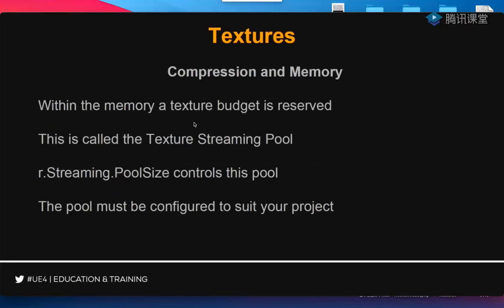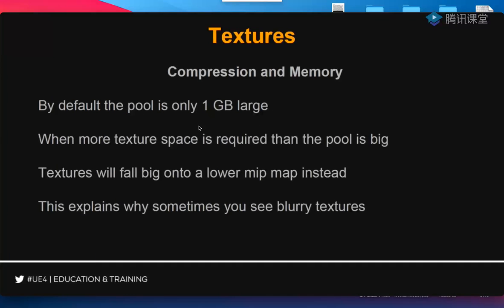Streaming pool is the way we handle the texture size, because the memory we can allocate to texture is limited. Usually it's 1 gigabyte, and the maximum is 3 gigabytes. We can allocate 3 gigabytes of graphic memory for the textures only. So if you have less than 3 gigabytes, or your texture image has a size of more than 3 gigabytes, what we will do is use MIP map.